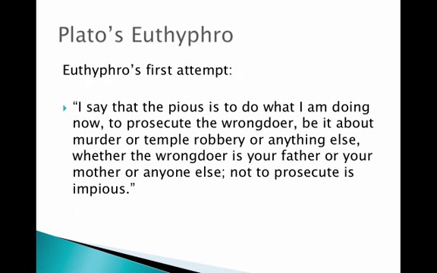Well, Euthyphro makes some attempts. Like many Socratic dialogues, it doesn't go well, and Socrates sees right through it. So here's his first attempt. He says, I say that the pious is to do what I am doing now, to prosecute the wrongdoer, be it about murder or temple robbery or anything else, whether the wrongdoer is your father or your mother or anyone else, and not to prosecute is impious. There you have it. So Euthyphro's offered a first attempt at a definition of piety and impiety.